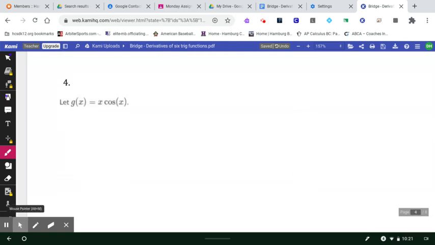All right, now number 4. Here's where it's going to get goofy. And again, this reading out loud is a big deal. When I read this, and you always want to read it like you're reading to an elementary student, this doesn't say x cos of x. This says g of x equals x times the cosine of x. Okay, notice how when I read it out loud, I said the word times.